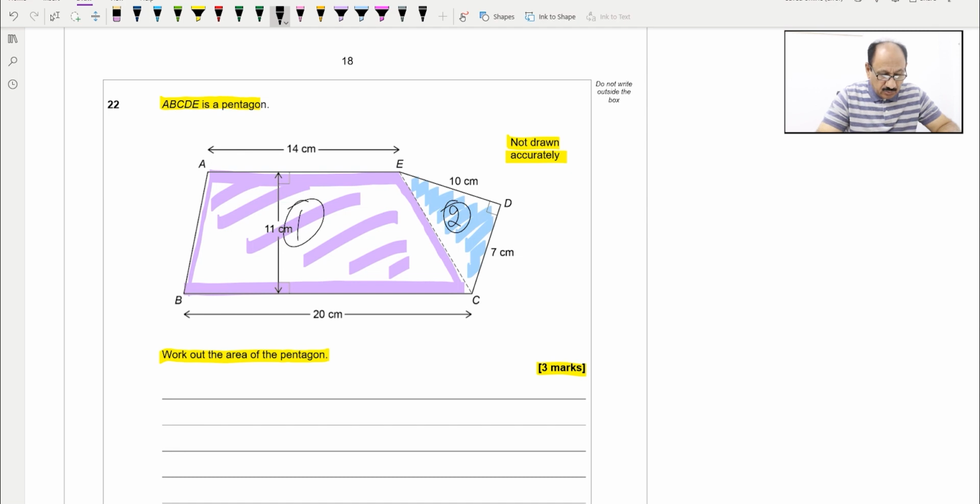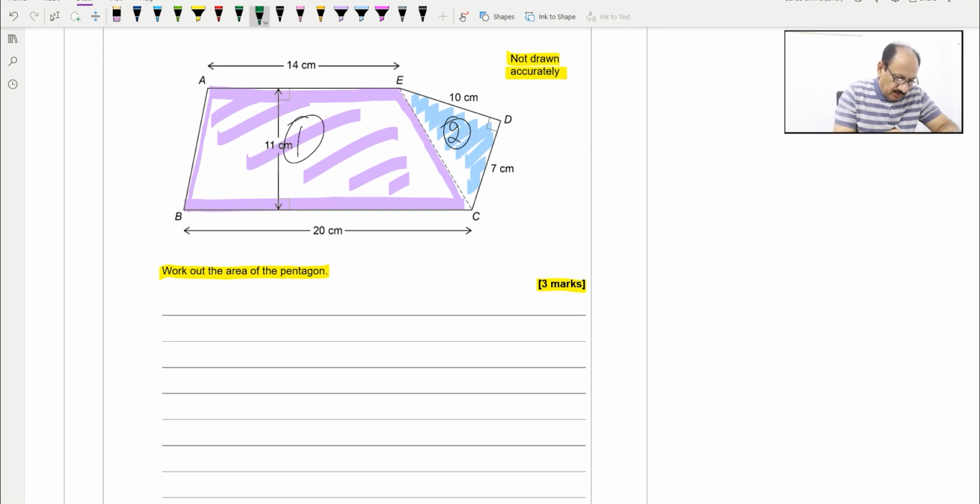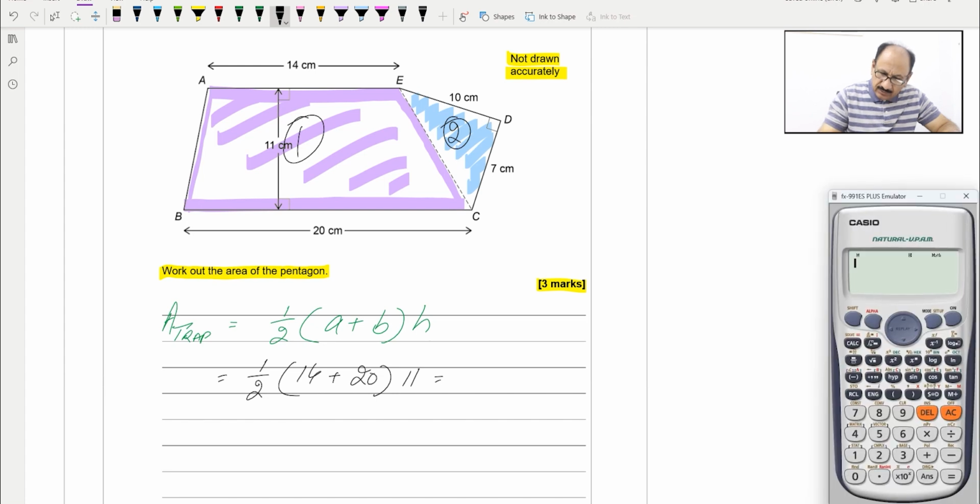If we find the area of these two shapes and add those two areas together, that will be the total area of the pentagon. So we can apply the formula for trapezium: area of trapezium is equal to half into (a plus b) into h, where a and b are the two parallel sides. We have this side and this side, which are perpendicular to the others. Keep in mind h is always the perpendicular distance between these two parallel sides. So we can replace the values: half into (14 plus 20) into h, where the perpendicular distance is 11, and we can simplify this with the help of a calculator.